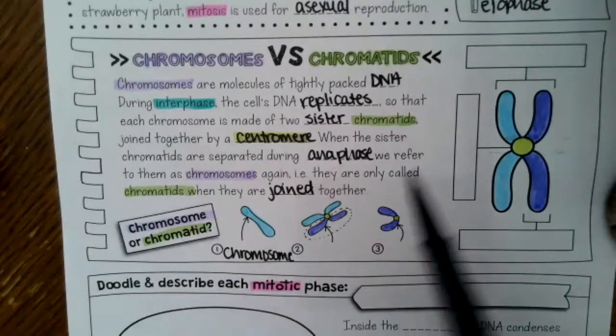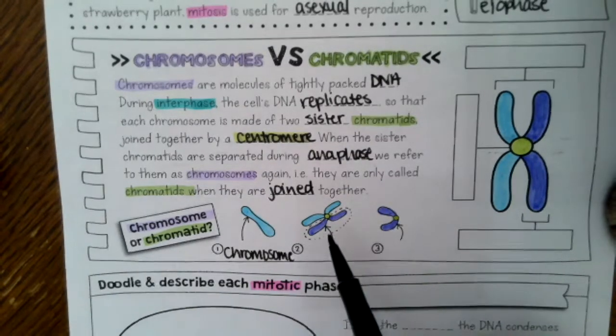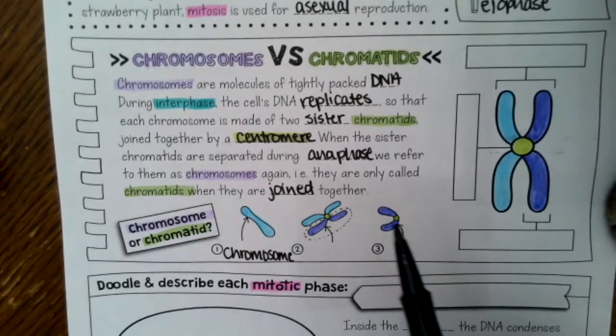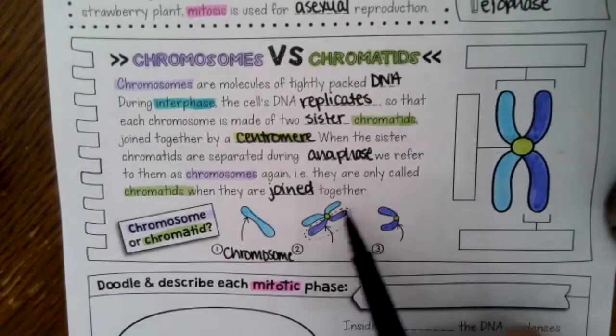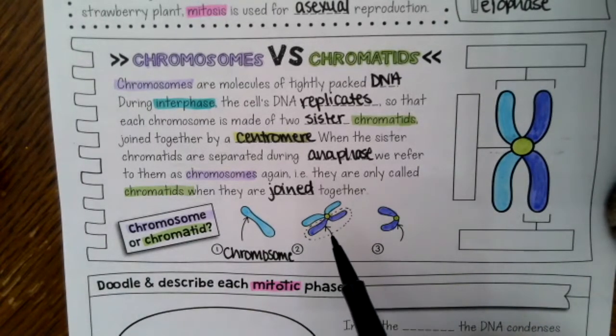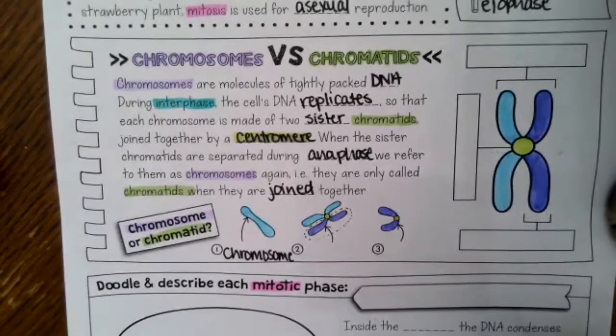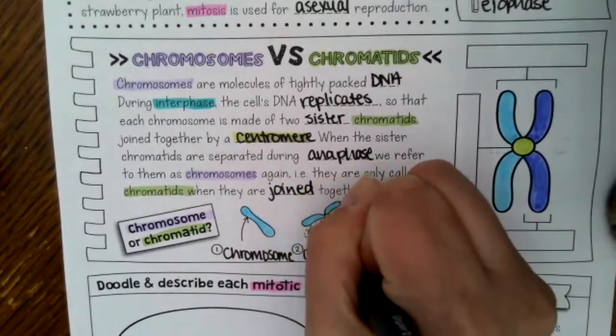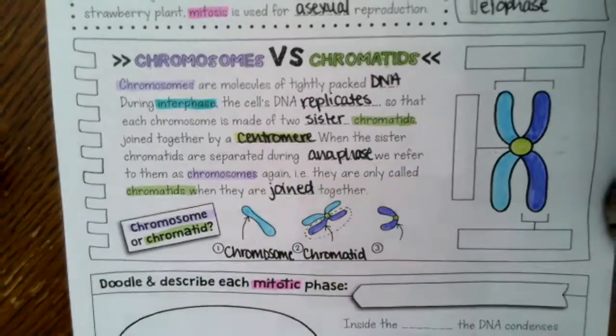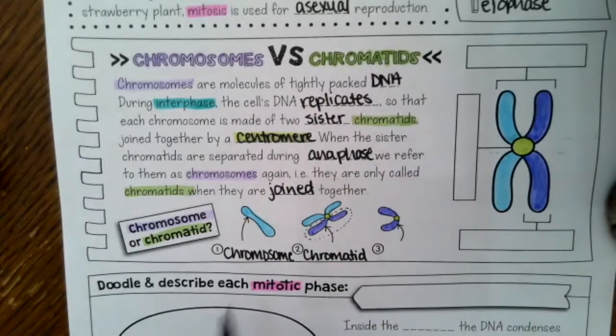Next one. If we're looking here, we do see that there are two strands. However, if we look at this little dot, dot, dot, we see that it's only circling one. So is this one joined together? Yes, it is, which means it must be called a what? A chromatid. Very good. So here we have a chromatid. Over here we had a chromosome.